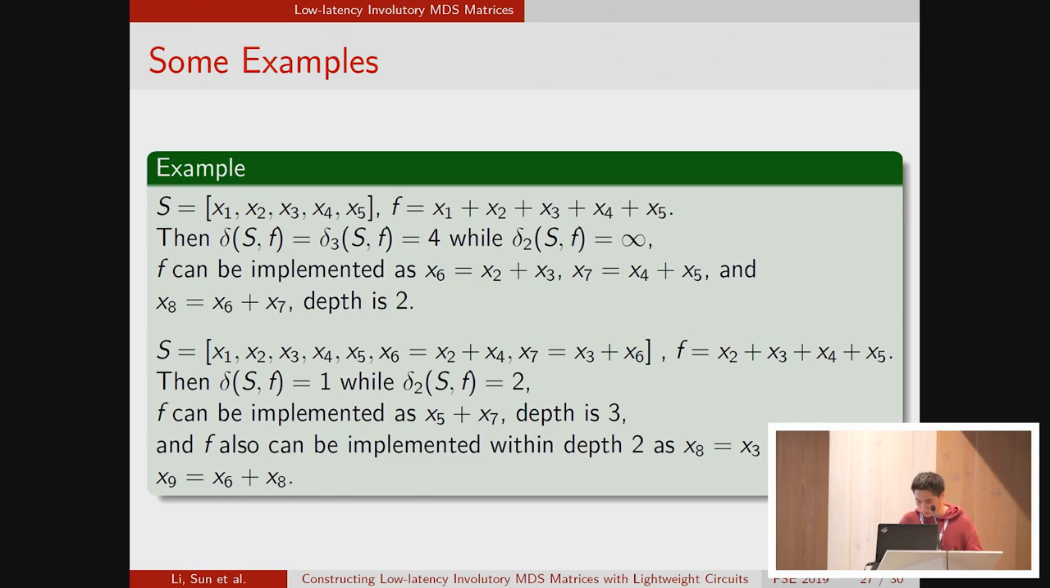In the second example, we have two more variables, x6 and x7. The depth of x6 is 1, and the depth of x7 is 2. Now we have to compute the summation of x2, x3, x4, and x5. By Boyer's algorithm, the distance in this step equals 1, because it can be implemented as x5 plus x7, which equals x3 plus x5 plus x6, equals x2 plus x3 plus x4 plus x5, equal to F. Well, if we set the depth limitation to 2, then it can also be implemented as we first compute x8 equals x3 plus x5, then x8 plus x6. This is F.